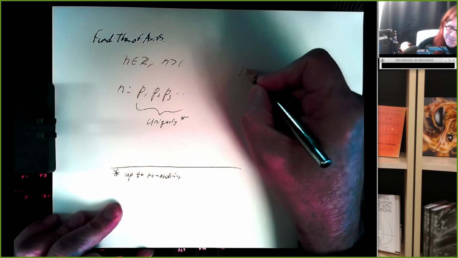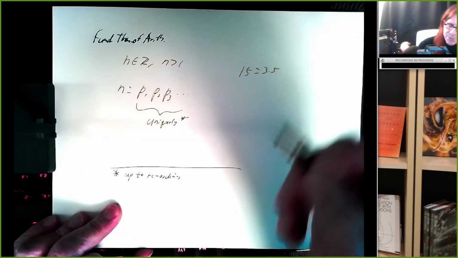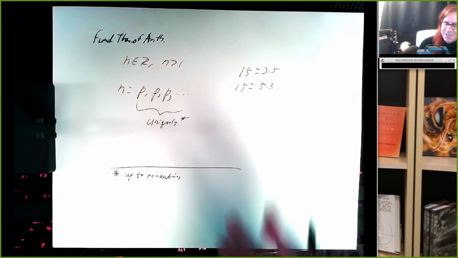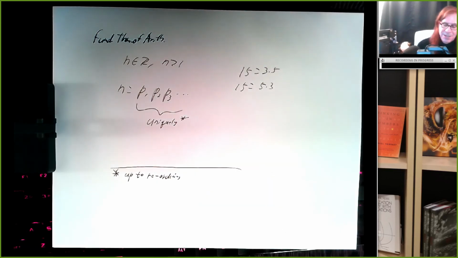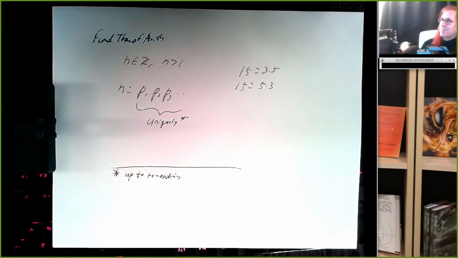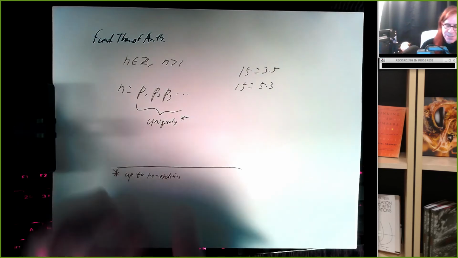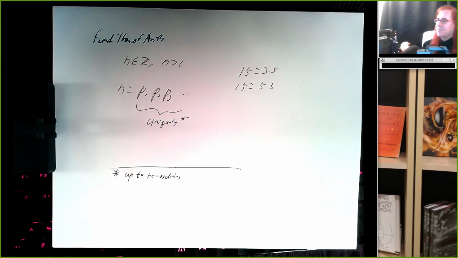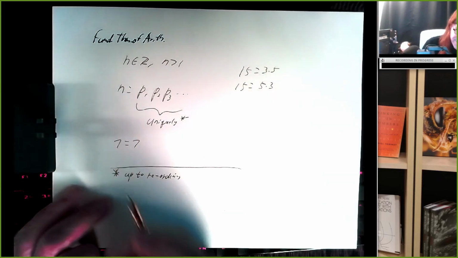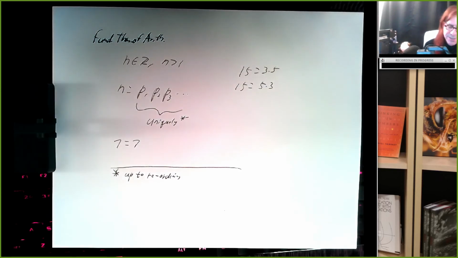Because, hey, 15 is equal to 3 times 5. That's a product of primes. 15 is also equal to 5 times 3. Is that a different product of primes? No. We're going to say that these are the same because all we've done is rearrange the order of the prime numbers. So if we ignore rearranging the order of the numbers, this is a unique way that we can write every number bigger than 1. And if our number is prime, 7 just equals 7, well, that's the unique representation of 7.